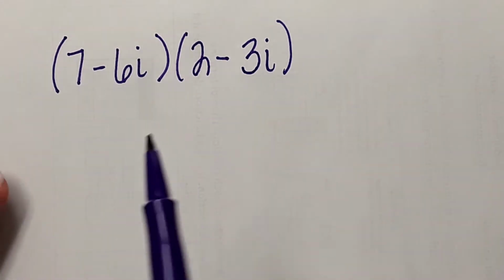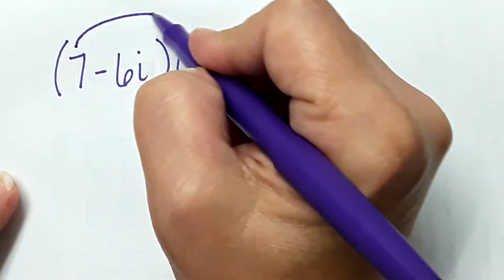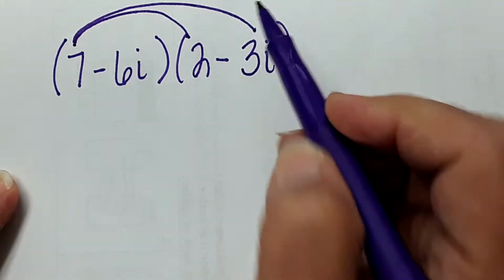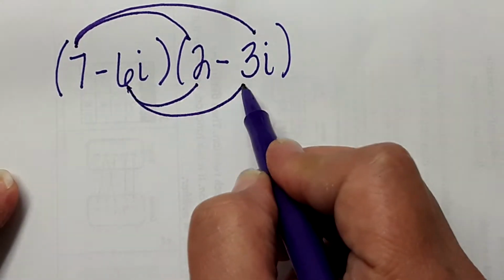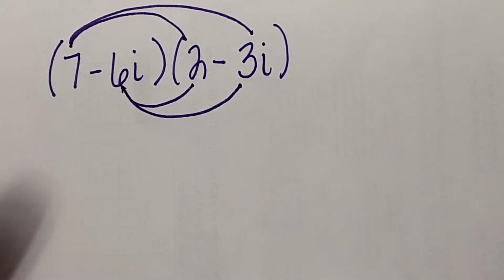Okay, so this is a FOIL problem. I'm going to multiply 7 times 2 and 7 times 3i, negative 6i times 2, negative 6i times negative 3i. So I'm going to pause it, and I'm going to let you guys practice, and then when I come back on, I'll have it done.